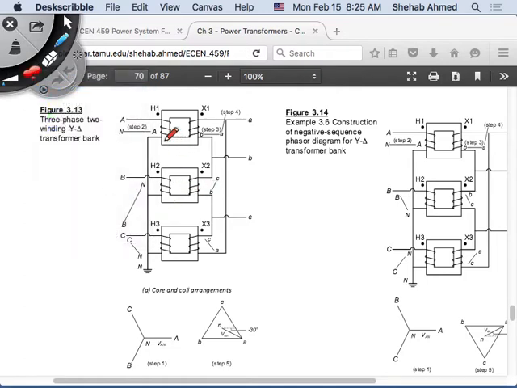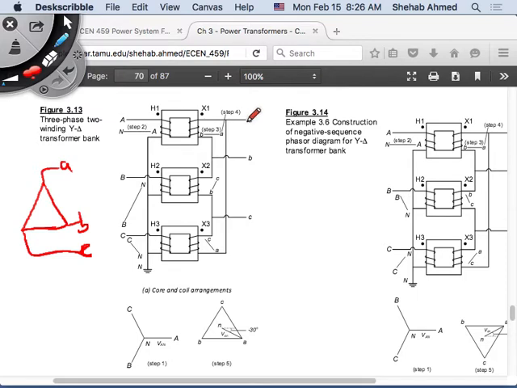Okay, so this is 3 single-phase transformers, and we connect them in star on the primary and delta on the secondary. So delta, so I have my phase A terminal, phase B terminal, phase C terminal, right? My delta looks like this. Phase A, phase B, phase C, right?